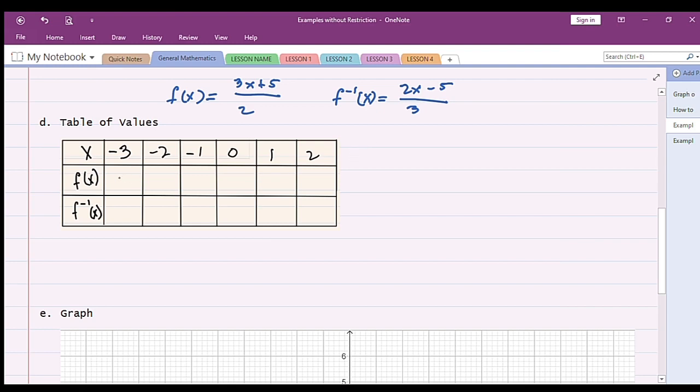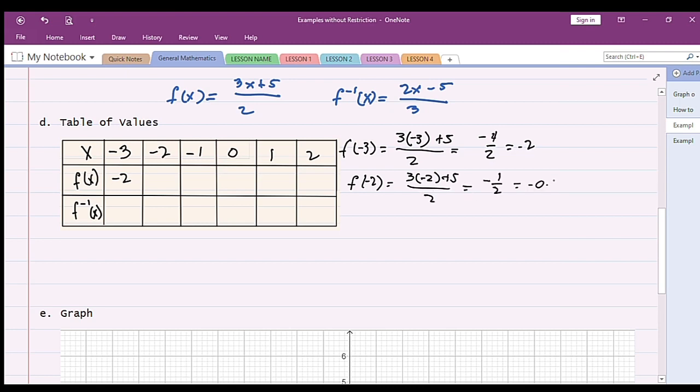Okay, kunin natin ang mga values ng f of x. Pag sinabi natin f of x, eto yung gagamitin natin: 3x plus 5 all over 2. So we have f of negative 3 is equal to 3 times negative 3 plus 5 all over 2. The result will be negative 4 over 2, which is equal to negative 2. Next we have f of negative 2: 3 times negative 2 plus 5 over 2. The result of that is negative 1 over 2, or negative 0.5.